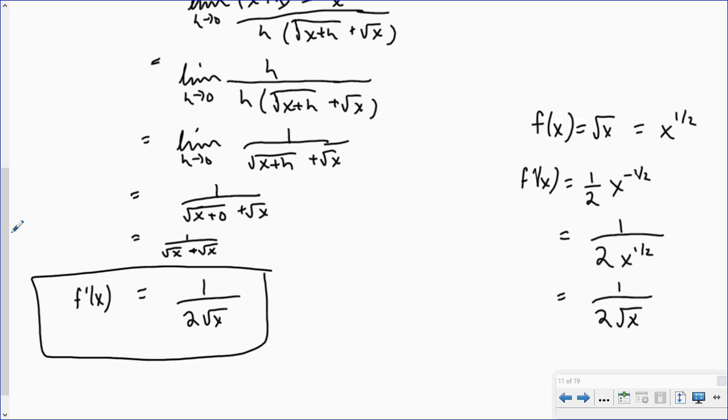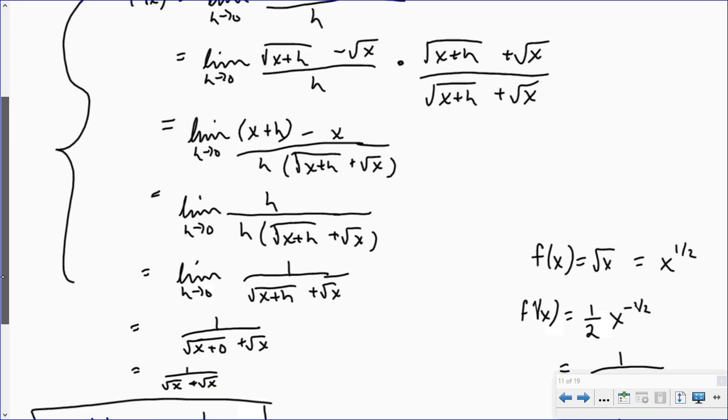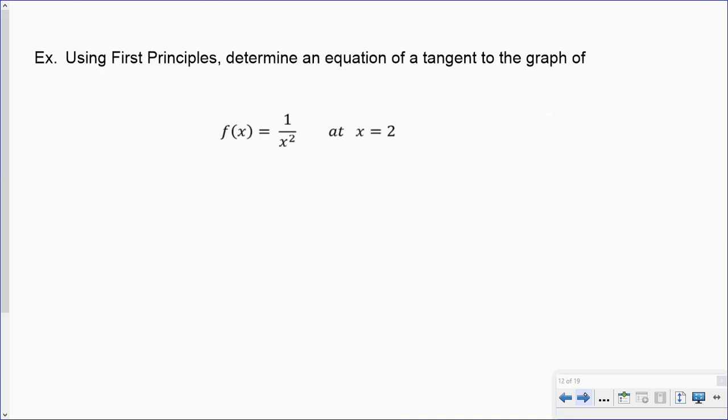So first principles always gets me the derivative, if I'm really good at it. But so too does this rule here. Let's do one more, and then find the equation of the tangent line at the graph. This one's going to be a little bit more challenging.